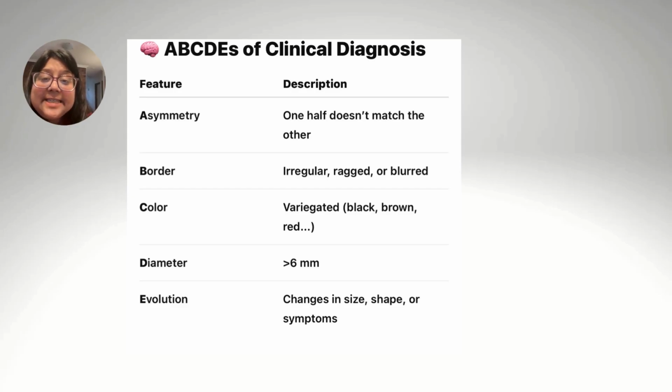Talking about the ABCDEs of malignant melanoma for clinical diagnosis, clinically these lesions are asymmetrical with irregular, ragged or blurred border with variegated colors, black, brown, etc. Diameter is more than 6 millimeter and it changes in size, shape, or symptoms.